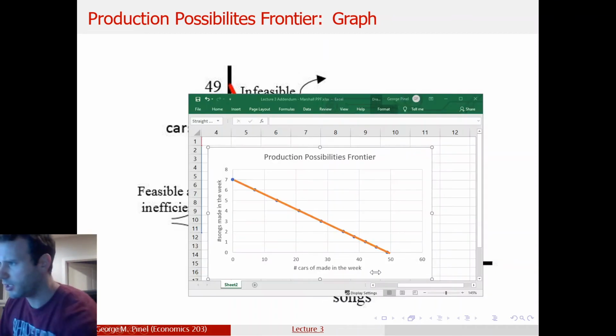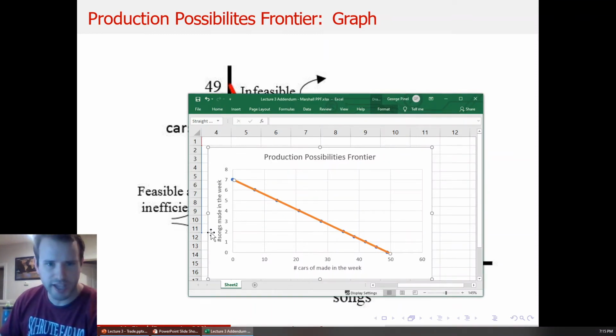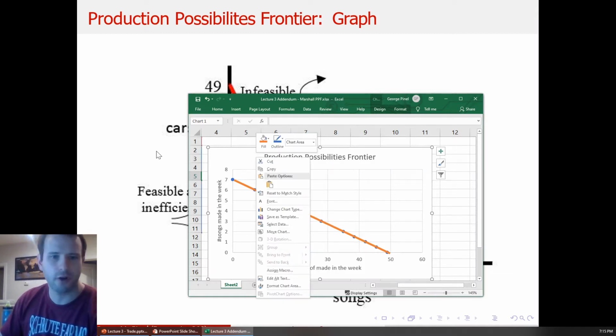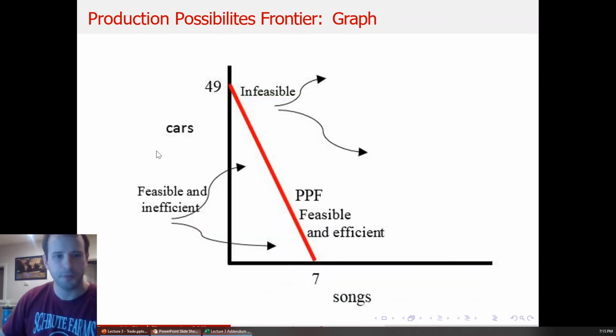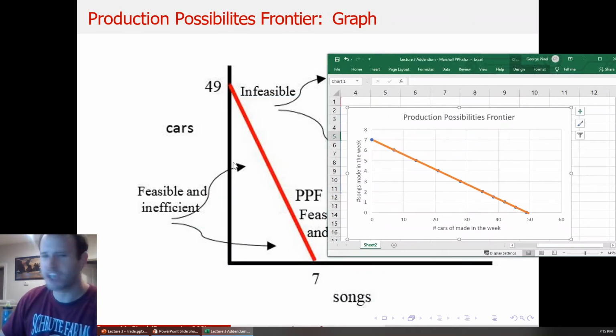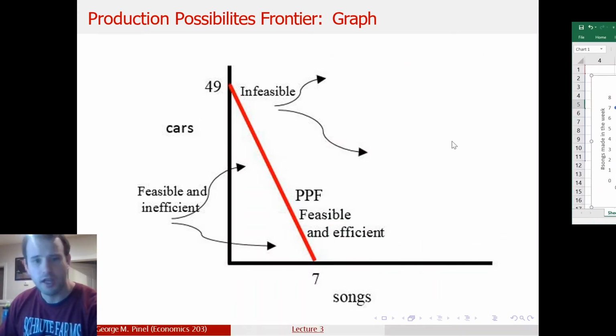So in the Excel file, I had cars on the x-axis, songs on the y. If you were to flip this graph over, excuse my technological ineptitude, you'd have the same thing. It's just reversed, and both of them are equally valid. Both are fine. The next thing is I would like to see the intercepts of each graph, 49 and 7, the x and y intercepts of the line.